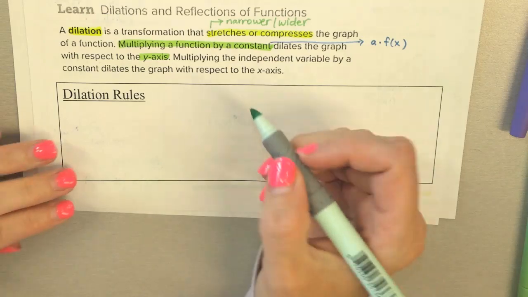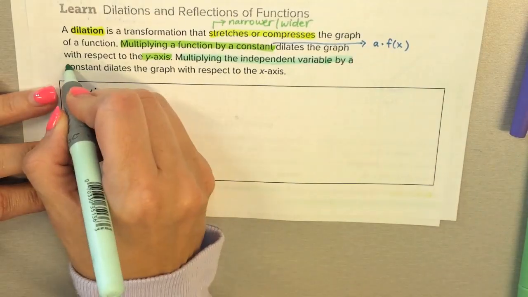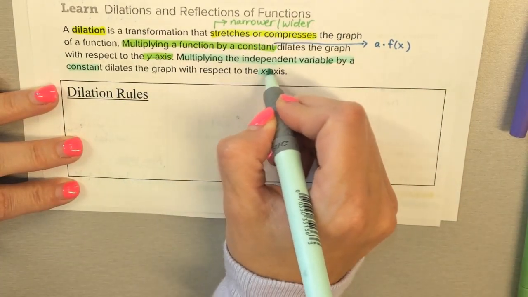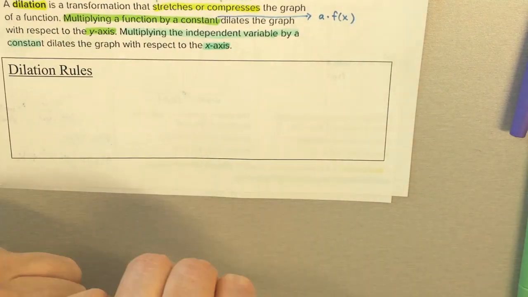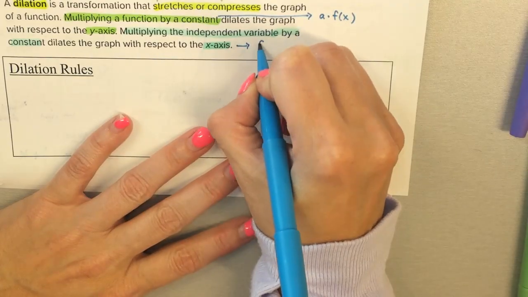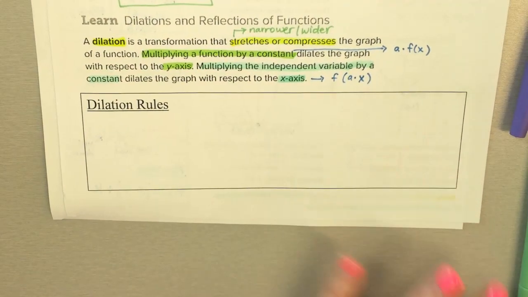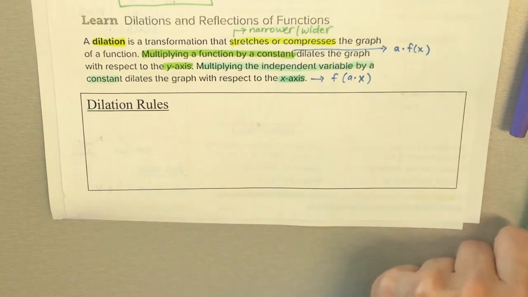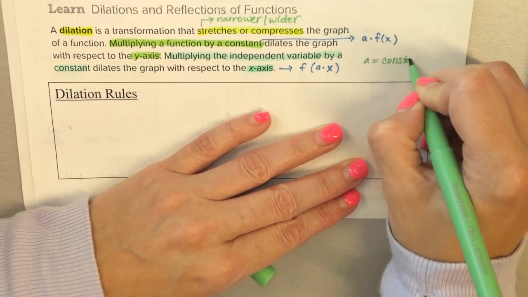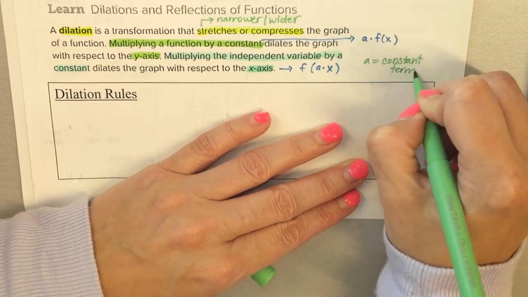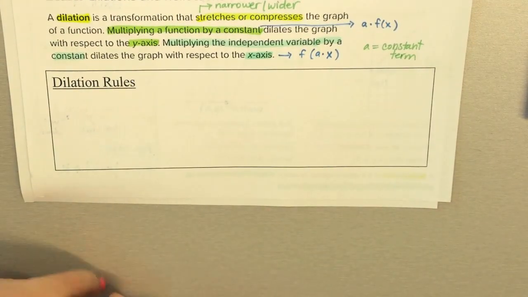Okay, you can also multiply the independent variable by a constant. When you do that, it's going to affect the x-axis. And that rule looks like this, f of a times x, where a is a constant term. So we're using a as a constant there. Based on what that value is, you're either going to have a stretch or compression.